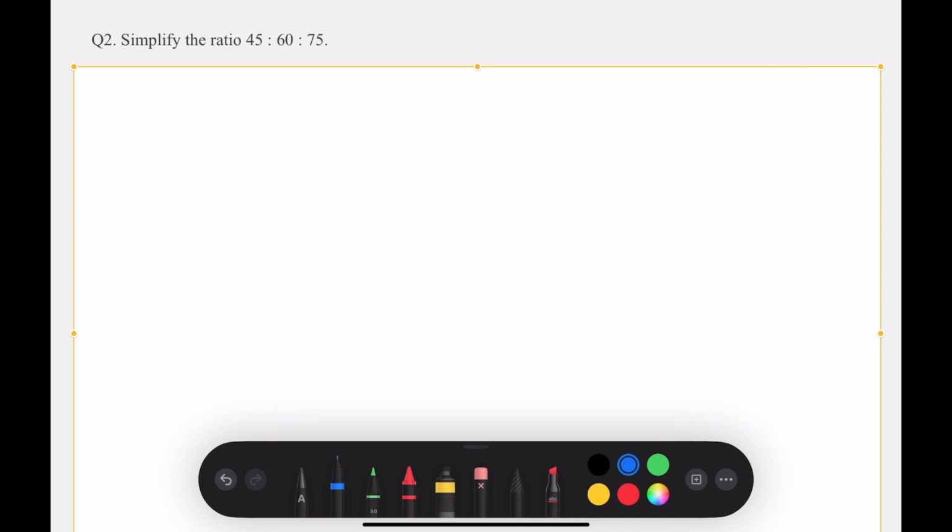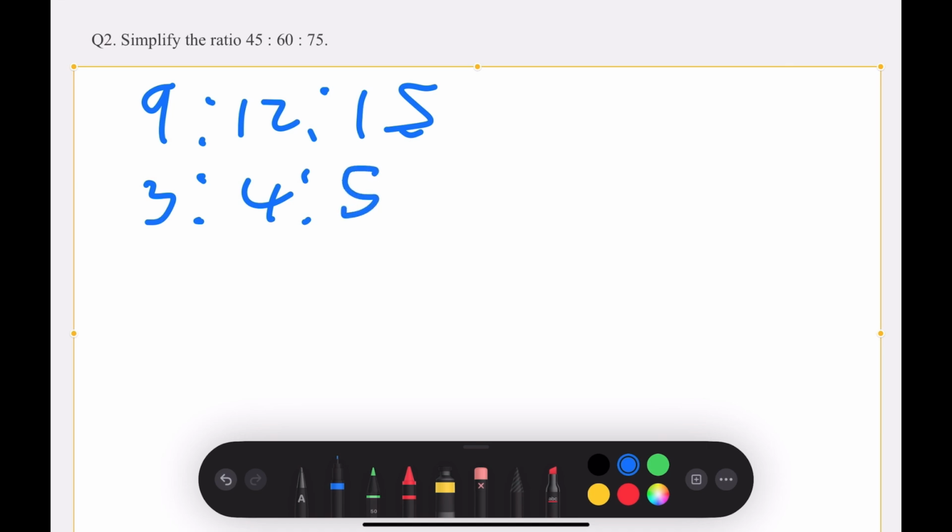So looking at this question, I know that for these numbers, the highest common factor is 15, but if you don't know that, you can also use 5. So if we divide each side by 5, we get 9, 12, and 15. But looking at that, I know that that is not the final answer because we can divide each number by 3. So if we divide each bit by 3, we get 3, 4, and 5. Now looking at that, I know we cannot simplify anymore. So that is the final answer.